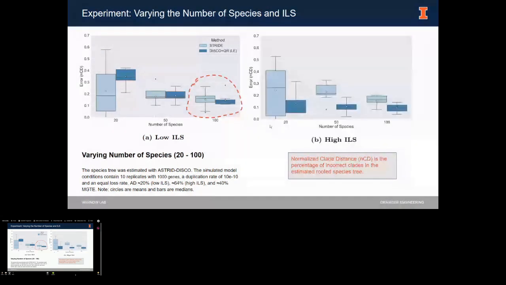And then here at the high ILS, we start out with DISCO+QR having the advantage as we have a lot of signal, and this advantage is maintained as the number of species increases.